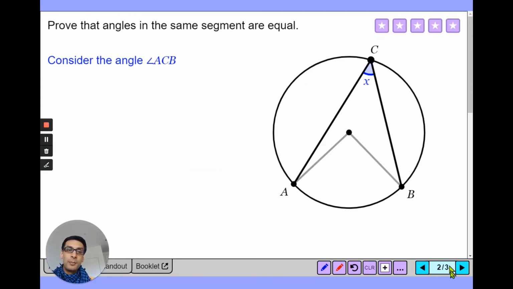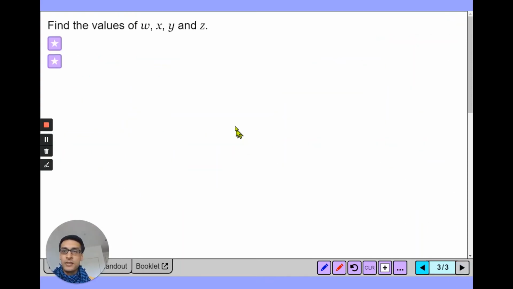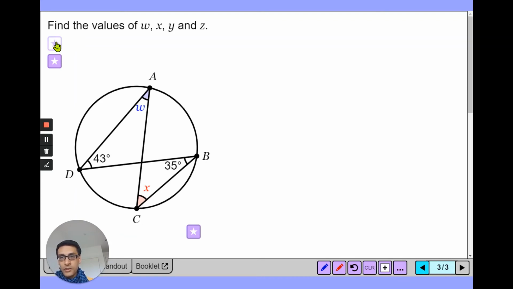So let's do some example questions of this. Find the values of W, X, Y, and Z. You must pause the videos before we do the answers. So pause the video now. Okay, now I'm going to go through the answer with you. We can see that if we treat DC as our chord, then that means W and 35 have to match. And if AB is our chord, that means C and D have to match. So that's going to be 43 and W is going to be 35.